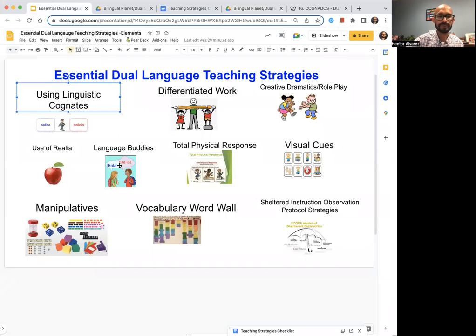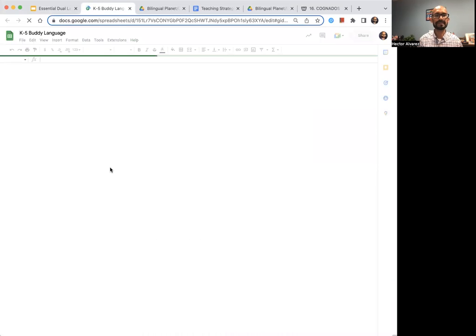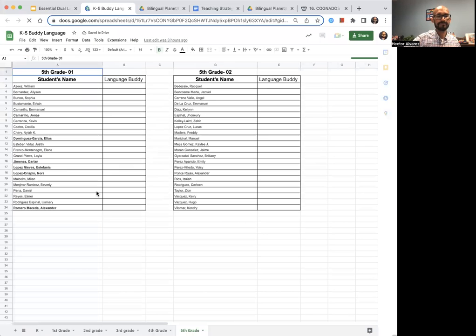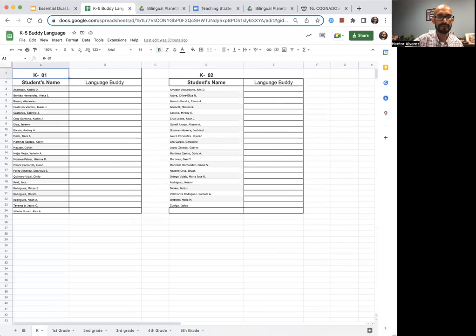Something else that I want to share is that I'm going to be sending out an email for all of you to please select who is the language buddy for each student that you have in your class. I have listed all the students in your class, so you would just have to select who the language buddy would be for each of your students.